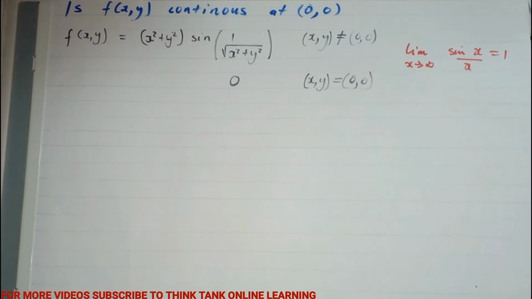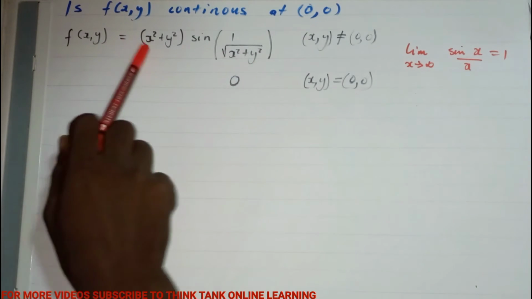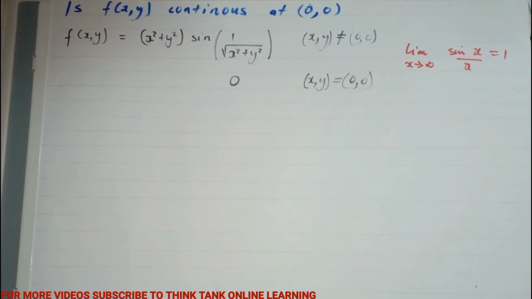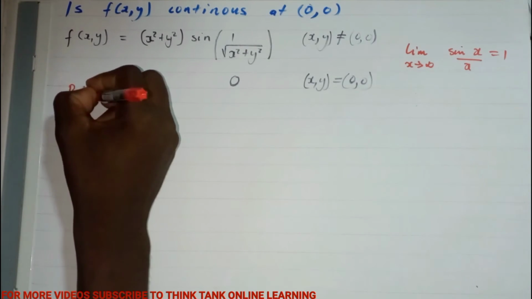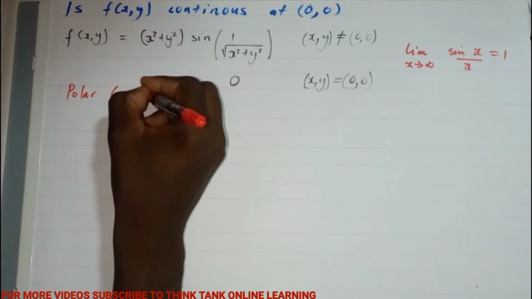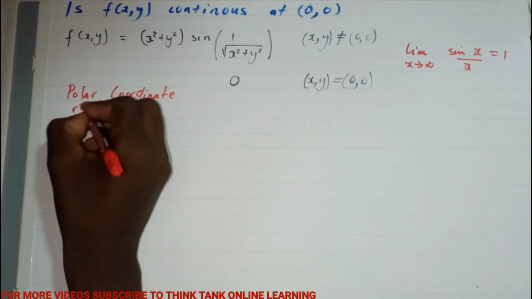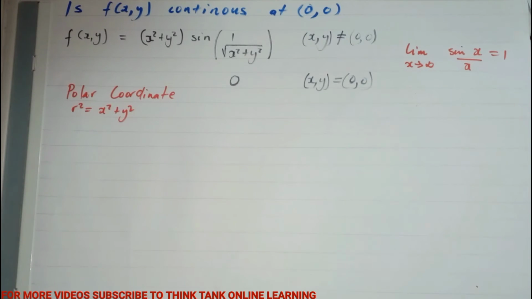Then my second clue, if you look, we have x squared plus y squared under the square root, and you also have x squared plus y squared outside the square root. So what we're going to do is try to arrive at this stage. I'm going to use two methods. First of all, I'm going to use polar coordinates. We know that r squared is equal to x squared plus y squared, so that means the square root of x squared plus y squared is equal to r.